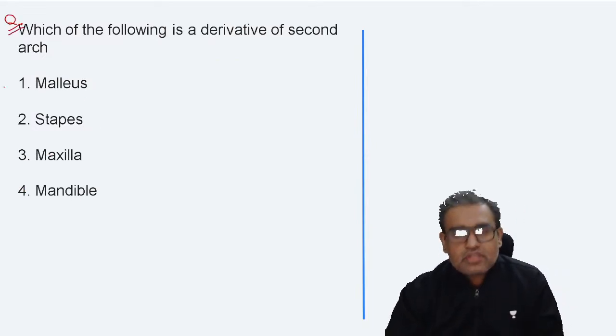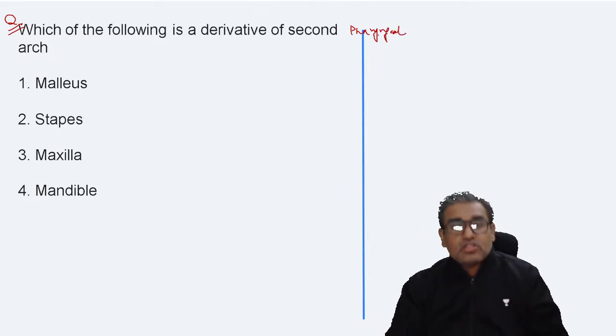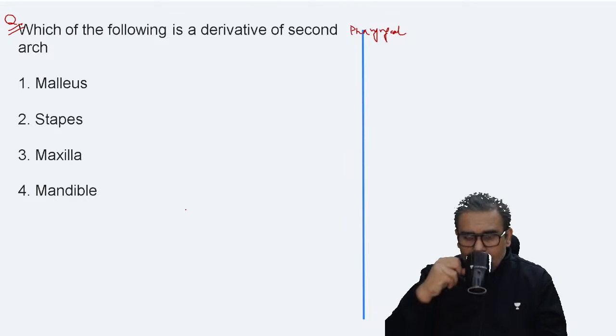Question number 2, which of the following is a derivative of the second pharyngeal arch? Let me add one word over here, second pharyngeal or branchial arch. Tell me, what's the answer over here? The options are malleus, stapes, maxilla, or mandible. I hope it's a straightforward question. Try it in the comment box.